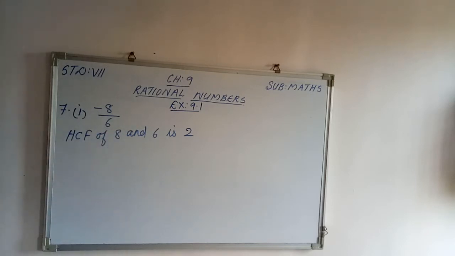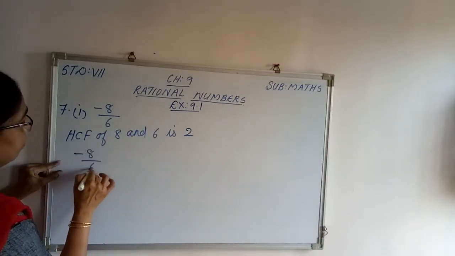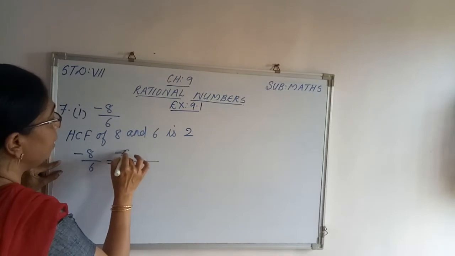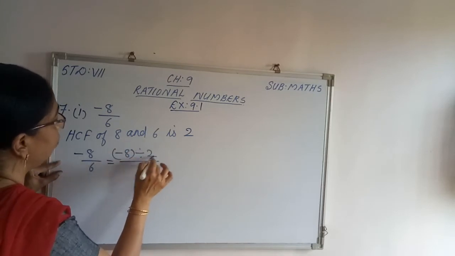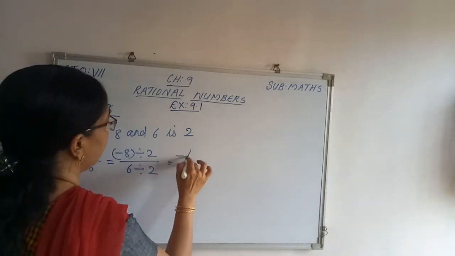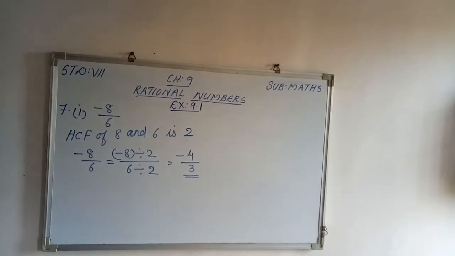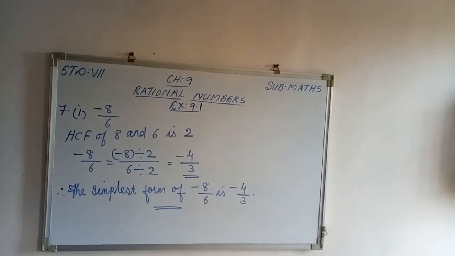So divide both numerator and denominator by 2. So minus 8 upon 6 is equal to minus 8 divided by 2 upon 6 divided by 2. We get minus 4 upon 3. So the simplest form of minus 8 upon 6 is minus 4 upon 3. That we can write. This is your answer. Is that clear? Now start with the second question.